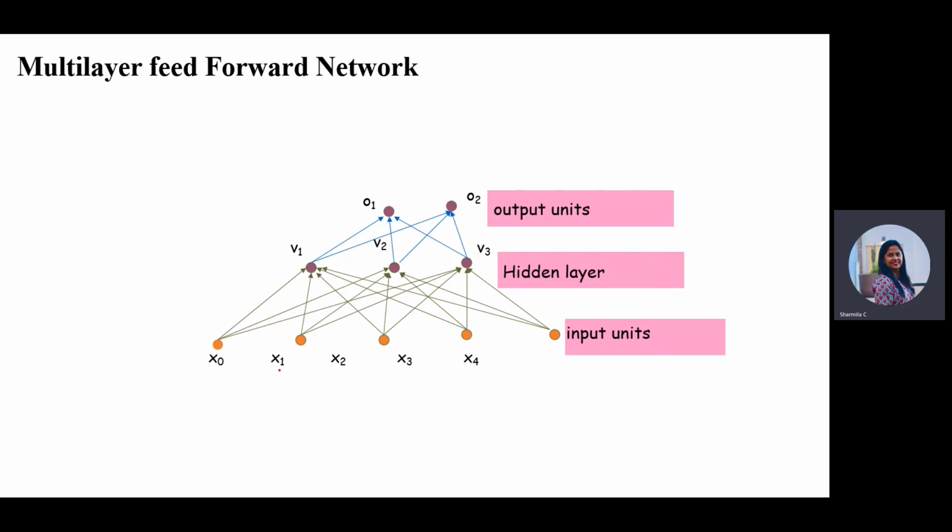So we have inputs x0, x1, x2, x3, and x4, which is the input layer, the input units. In the hidden layer we have v1, v2, and v3. Output units we have O1 and O2. Whenever all the units of one layer are connected to all the units of the next layer, this type of connection is called a fully connected network. You can see here all the inputs are connected to all the nodes of the hidden layer. All the hidden layer nodes are connected to all the nodes of the output layer. So this type of network is called a fully connected multi-layer feed-forward neural network.